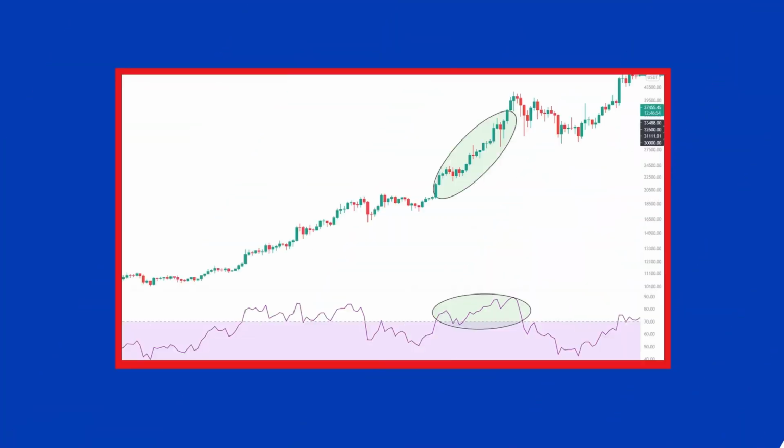Traders can also use the RSI for potential trend reversals. For instance, when the RSI crosses above 50, as shown in the graph above, it signals the beginning of an uptrend. When it dips below 50, it can indicate the start of a downtrend.